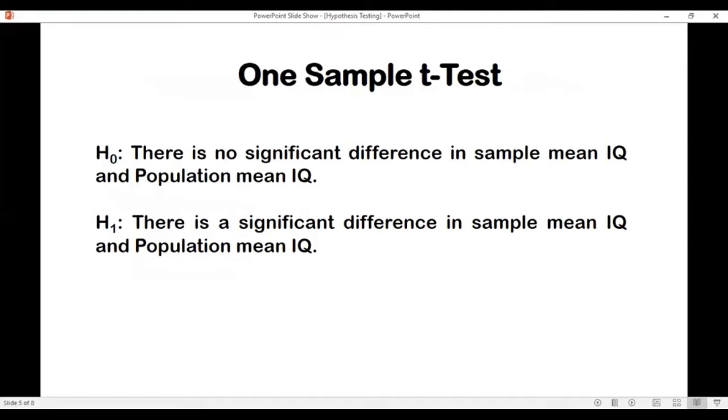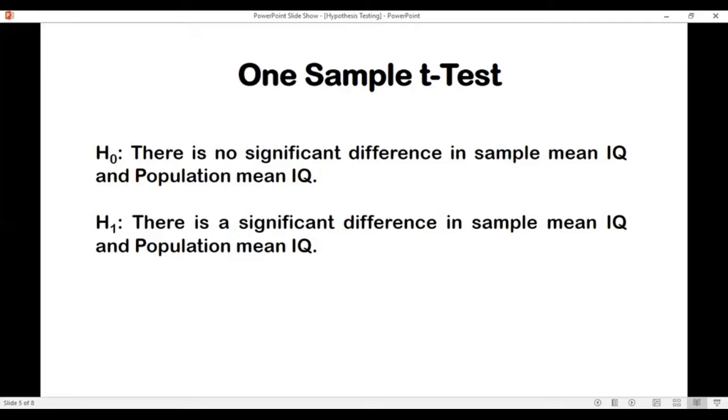So in this video, I am going to discuss one sample t-test. So say for example, I am interested to check the mean IQ level of the respondents. So in that case, IQ is a variable, a continuous scale variable. So say for this particular variable, I have formulated my hypothesis, null hypothesis as there is no significant difference in sample mean IQ and population mean IQ. Or I can say alternatively, there is a significant difference in sample mean IQ and population mean IQ.